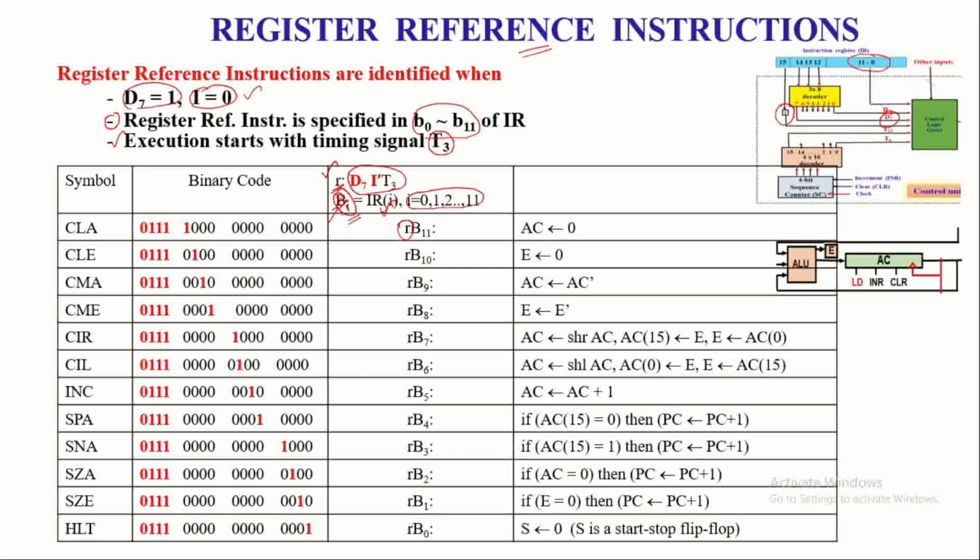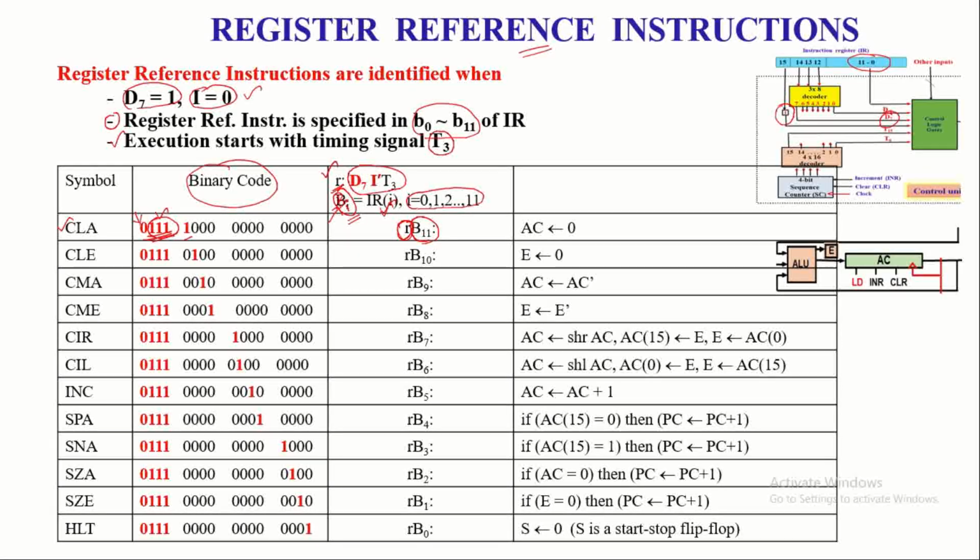For example, if the 11th bit of the instruction register is set during the timing signal T3, the register reference instruction performs the clear accumulator operation. Here the binary codes of all the register reference operations are specified. Here you can see the 15th bit of the instruction is 0 and the 12 to 14 bits of the instruction are set to 111. That's why these are known as register reference instructions.